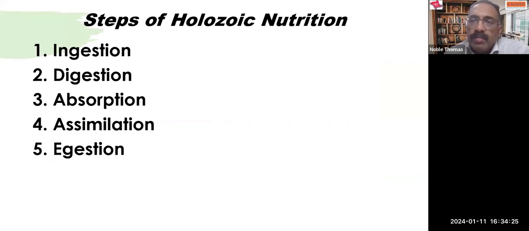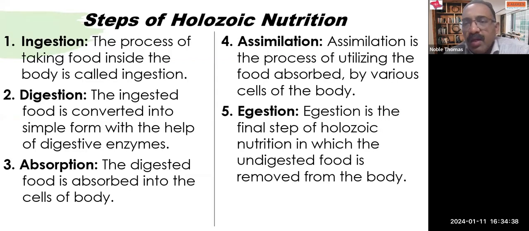When it comes to holozoic nutrition, it follows five steps, whether it is a human being or any other organism: ingestion, digestion, absorption, assimilation, and egestion. Ingestion happens when the food is taken into the body. Different organisms use different methods for ingesting the food. Digestion is the chemical breaking down of food. Digestion can be further divided into two parts: physical digestion and chemical digestion.